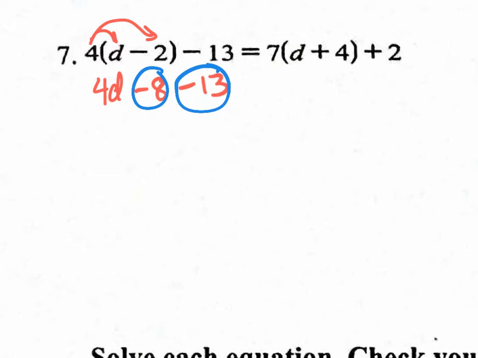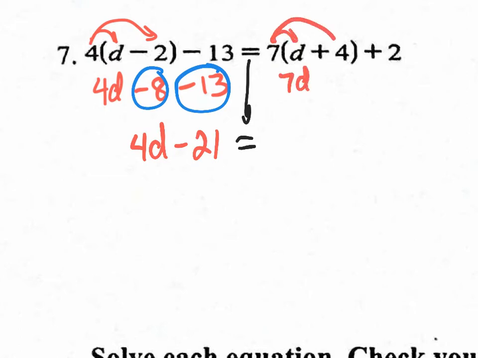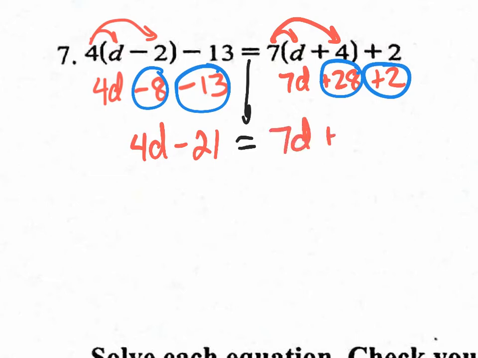If you owe 8 and you owe 13, you're going to owe 21, right? So I will have 4d minus 21. You still owe 21. The equal sign comes down. I've already simplified the left side. Now I need to simplify the right side. So I'm going to distribute 7 times d, that's 7d. 7 times 4, that's 28. Bring down the plus 2. Out of those 3 terms, I could combine the 28 plus 2. And what is 28 plus 2? 30. So I really have 7d plus 30.